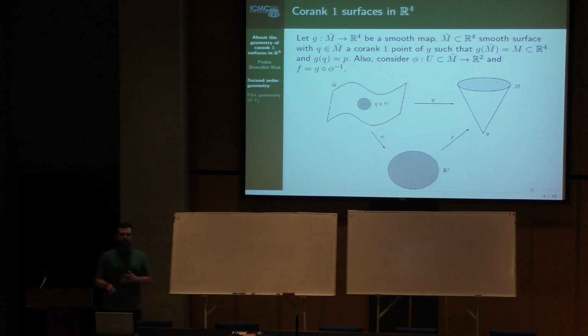First, to study the second order geometry of such surfaces, we need this construction. We'll consider M tilde a smooth surface, G a smooth map with Q a corank 1 point of G, and M will be taken as the image of M tilde under G, and G of Q will be P. We can take a local coordinate system phi of M tilde, and F, defined by this composition, will be a local parameterization of our surface M at P.